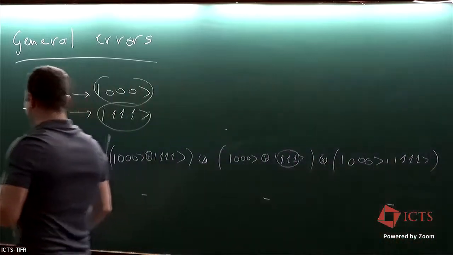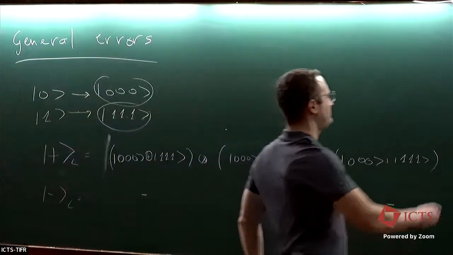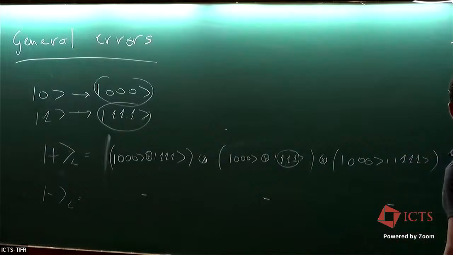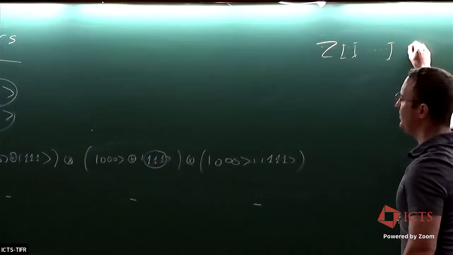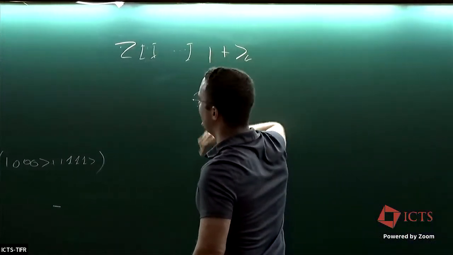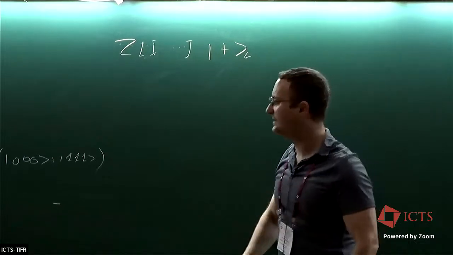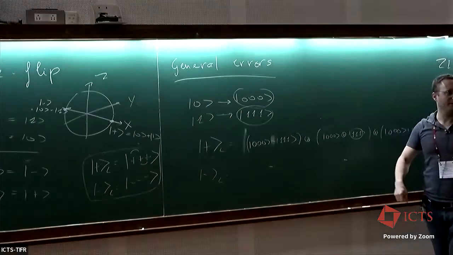Now, I have a question. If you have a Z error, say on qubit 1, we have Z, I, etc., and we apply it to the logical plus state. What am I going to get? This is my first qubit, and I apply a phase flip, so it takes this plus sign and turns it into a minus sign. Yes?